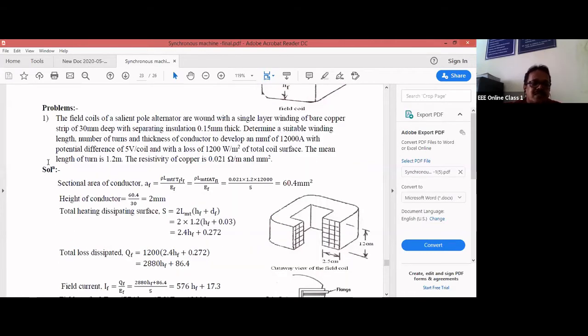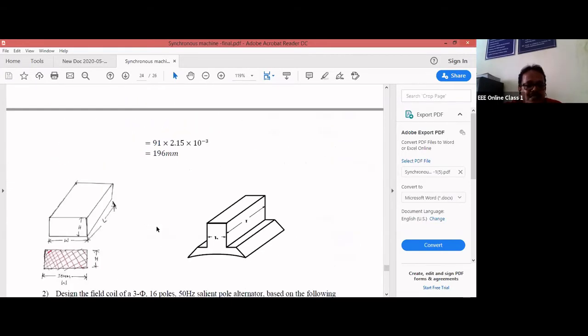Okay. First find out the sectional area of the conductor, AF. This is the formula: rho LMT times the field ampere-turns divided by EF. Okay, so put all the values here. LMT is given, ampere turns is given as 12,000 amperes, and EF is given here as 5 volt per coil. So you put 5 volt. Then what you get as sectional area is 60.4 mm square. This is the sectional area, 60.4 mm square.